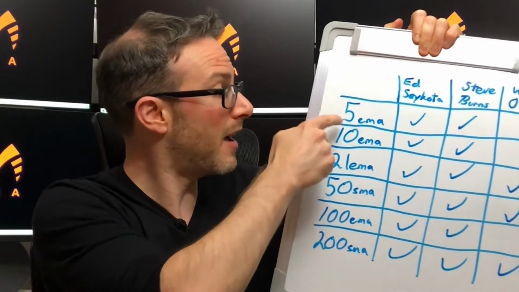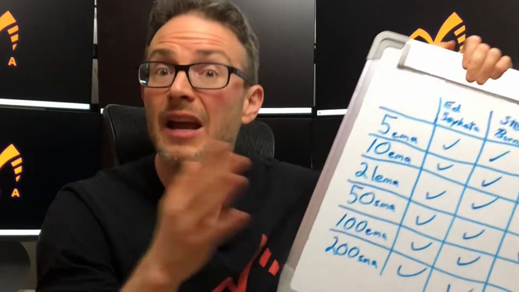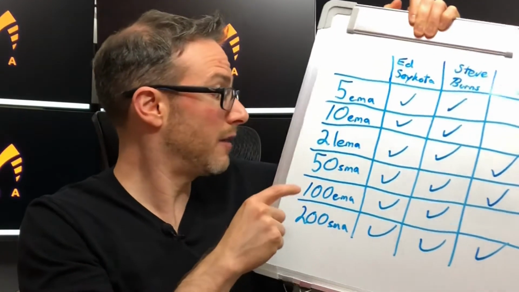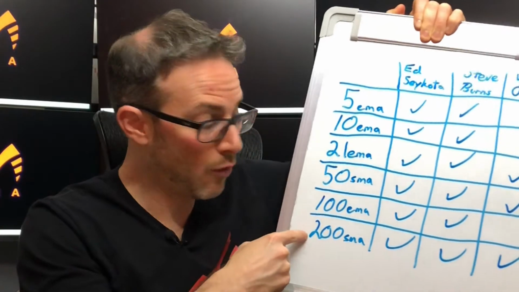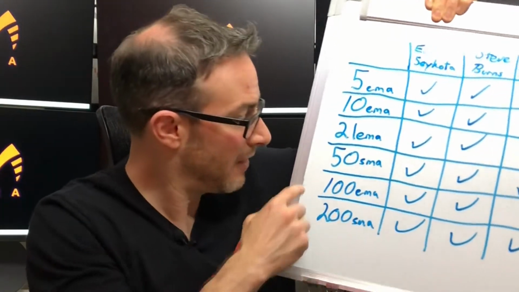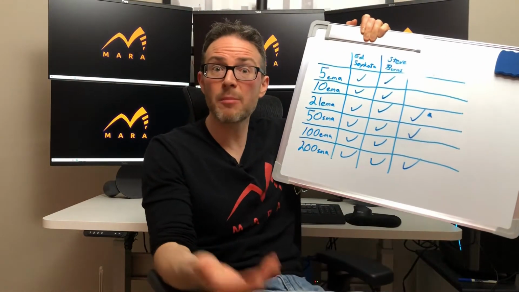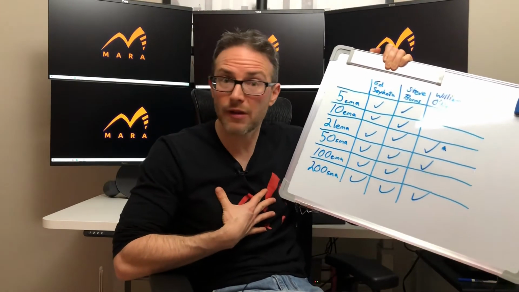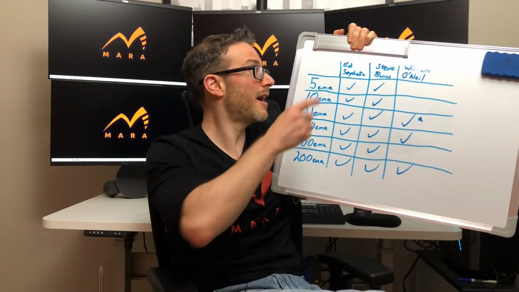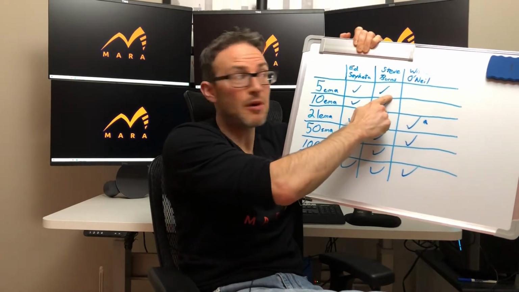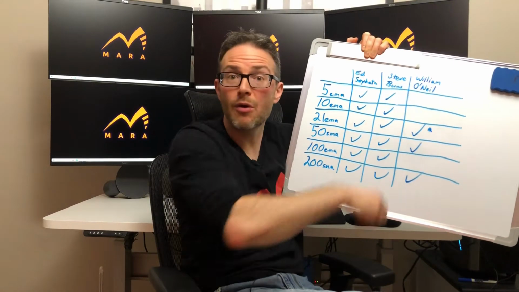I like to use the 5, the 10, and the 21 EMAs. I also like to use the 50 and 200 SMA. And then over here, the 100 EMA. And you might be saying, well, why in the heck those? Well, the reason why comes from the people that were my earliest mentors. So we've got Ed Seykota, we've got Steve Burns, and we've got William O'Neill.